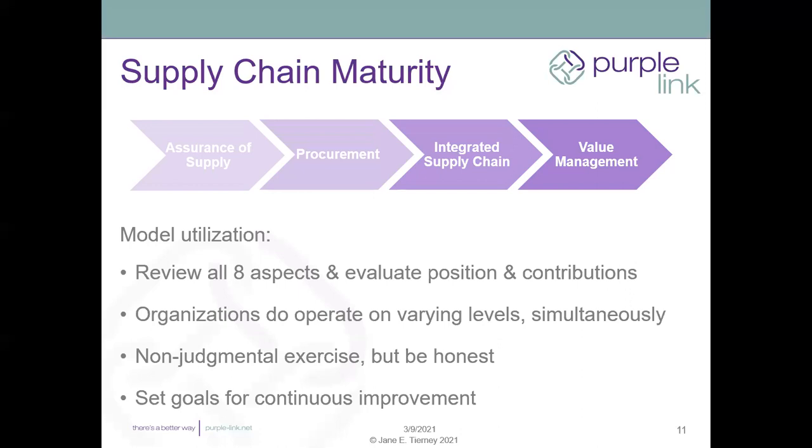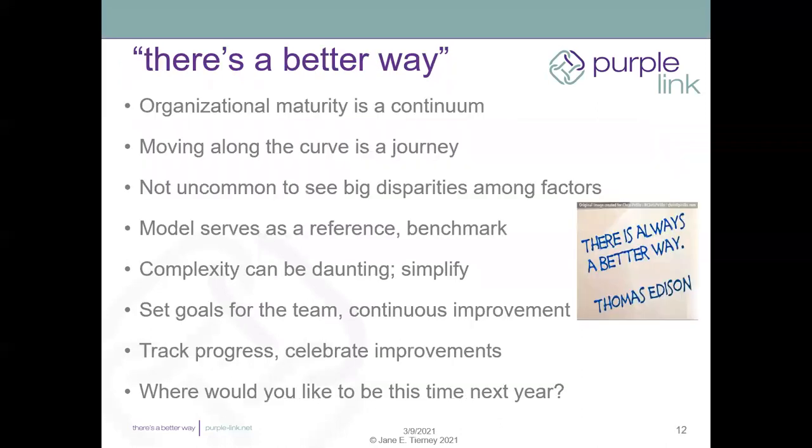So again, it's a non-judgmental exercise, but it's really important that you're honest with yourself and say, where are you on this continuum? And you want to set goals for continuous improvement, because everyone should have goals for continuous improvement. You don't wait till you get to the value management and say, okay, now we're going to do continuous improvement. If you are at the assurance of supply in some of the areas, that's fine. But if you'd like to move to the procurement area, if you think that would add value to you as an individual, or that would bring value to your company, if that's something that you can lead, that you can champion, that you can bring into the organization, then set some goals and make sure that you're tracking that progress.